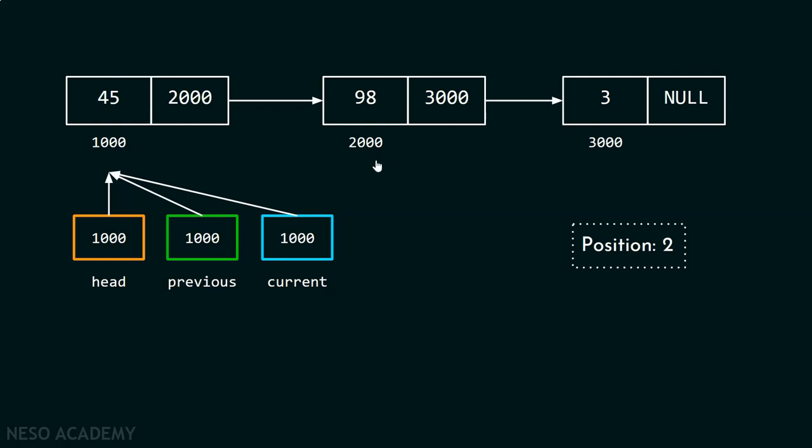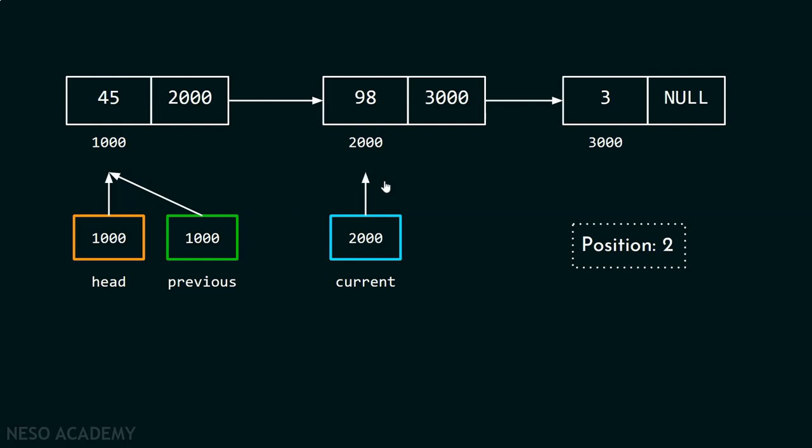You should always remember that the current pointer will point to the node which we want to delete and the previous pointer will point to the node just before the node that we want to delete. So here the previous pointer will point to this particular node and the current pointer will point to this particular node. Let's move our current pointer towards the right.